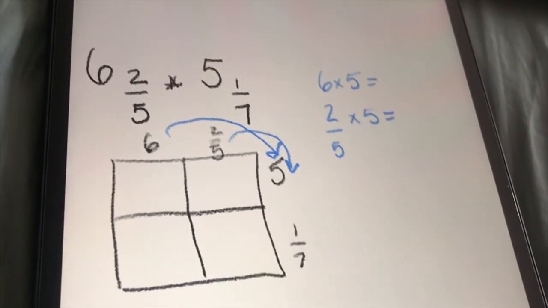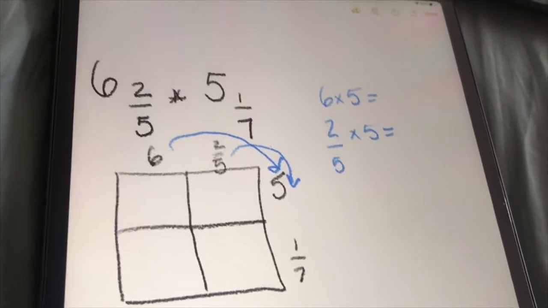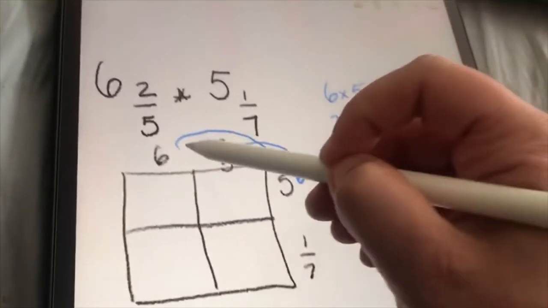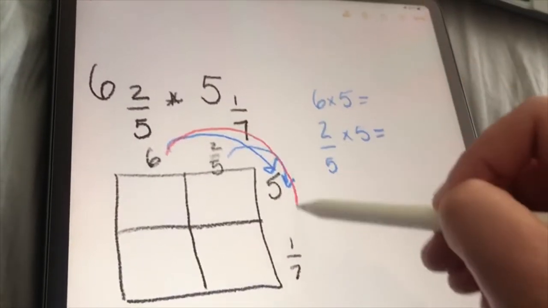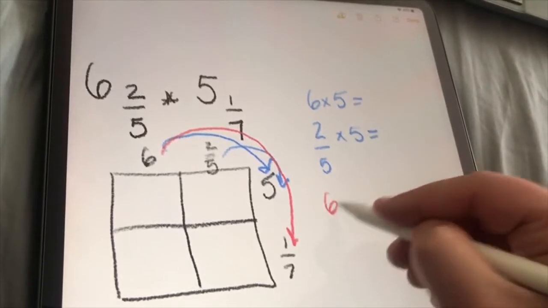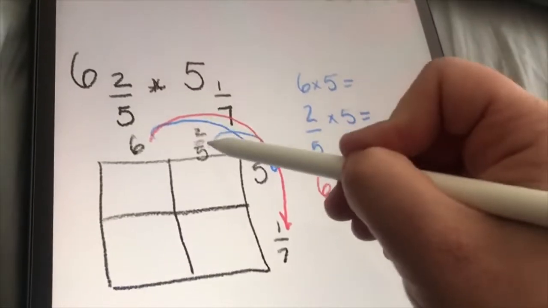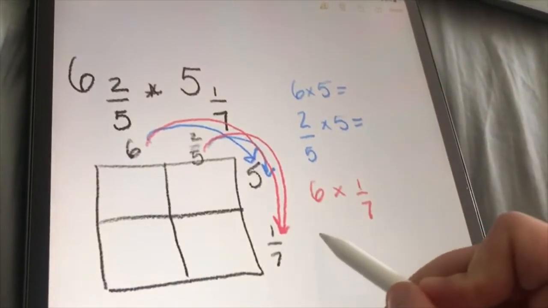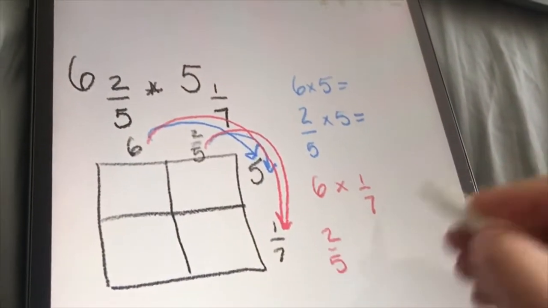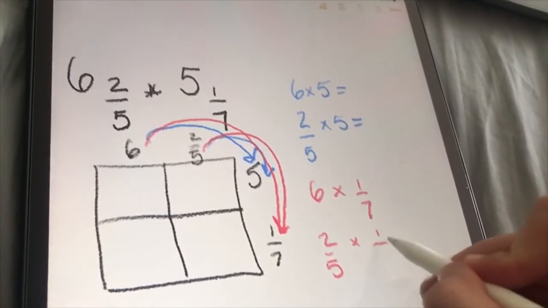Okay, so next I'm going to take 6, and I'm going to go down to that bottom number, and I'm going to do 6 times 1/7, and then I'm going to take 2/5, and I'm going to multiply it by 1/7.